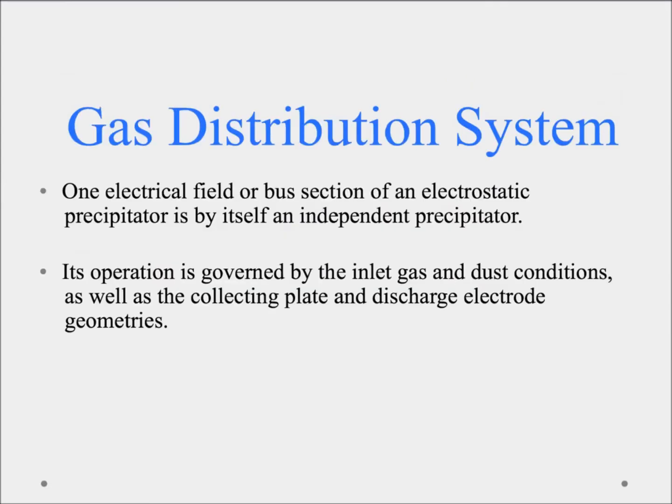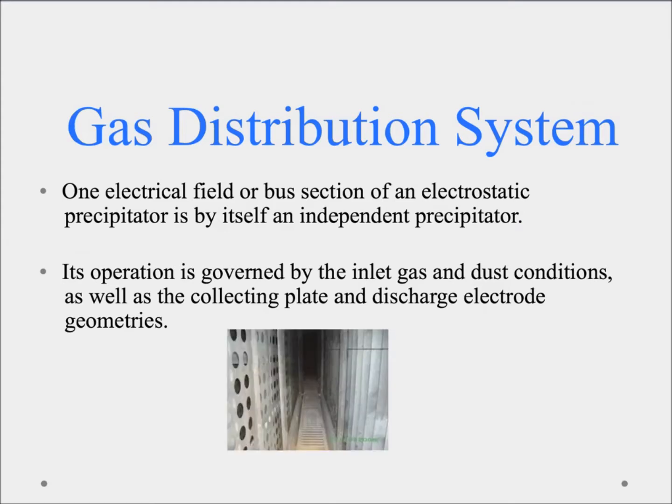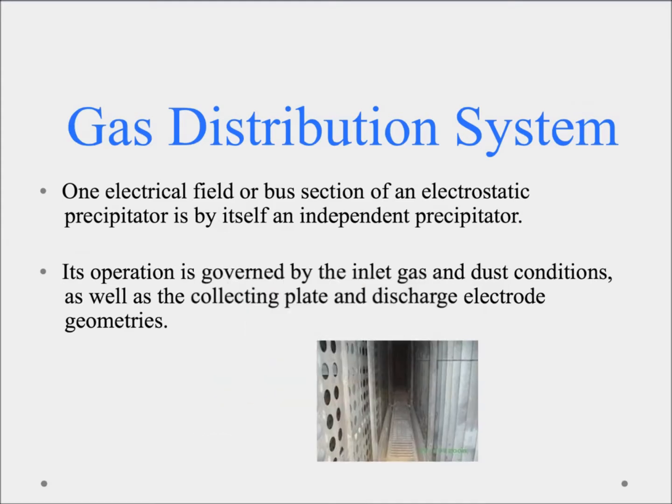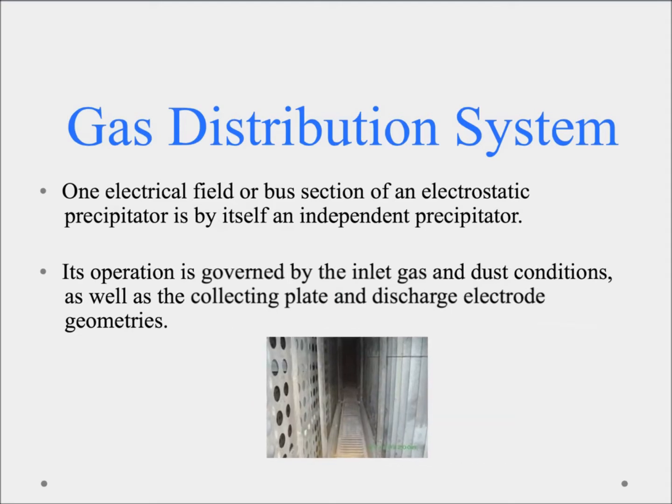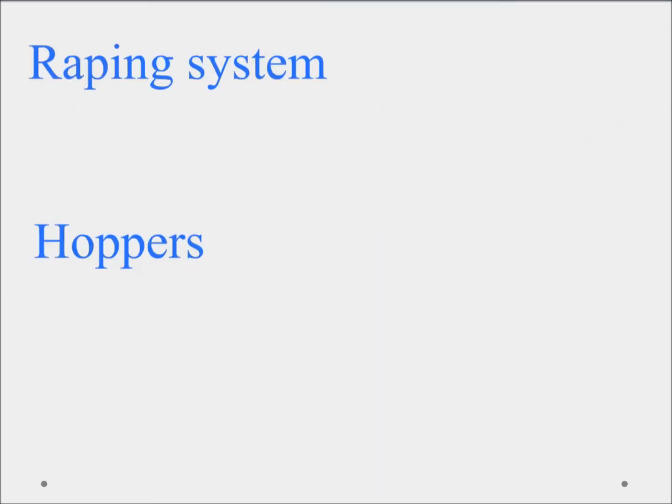The next one, I will be talking about the gas distribution system. One electrical field or bus section of an electrostatic precipitator is by itself an independent precipitator. Its operation is also governed by the inlet gas and dust conditions, as well as the collecting plate and discharge electrode geometries.